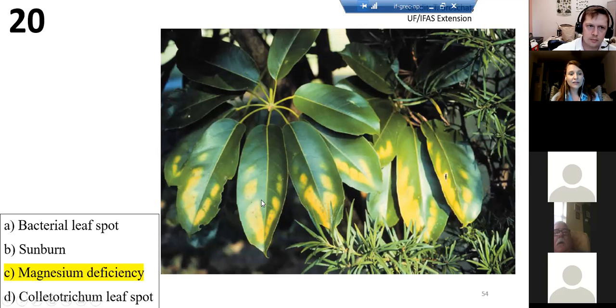And then the magnesium deficiency is usually this chlorotic discoloration in between the nerves of the leaves. So this is very characteristic. You have the yellowing in between. So I think that's it.